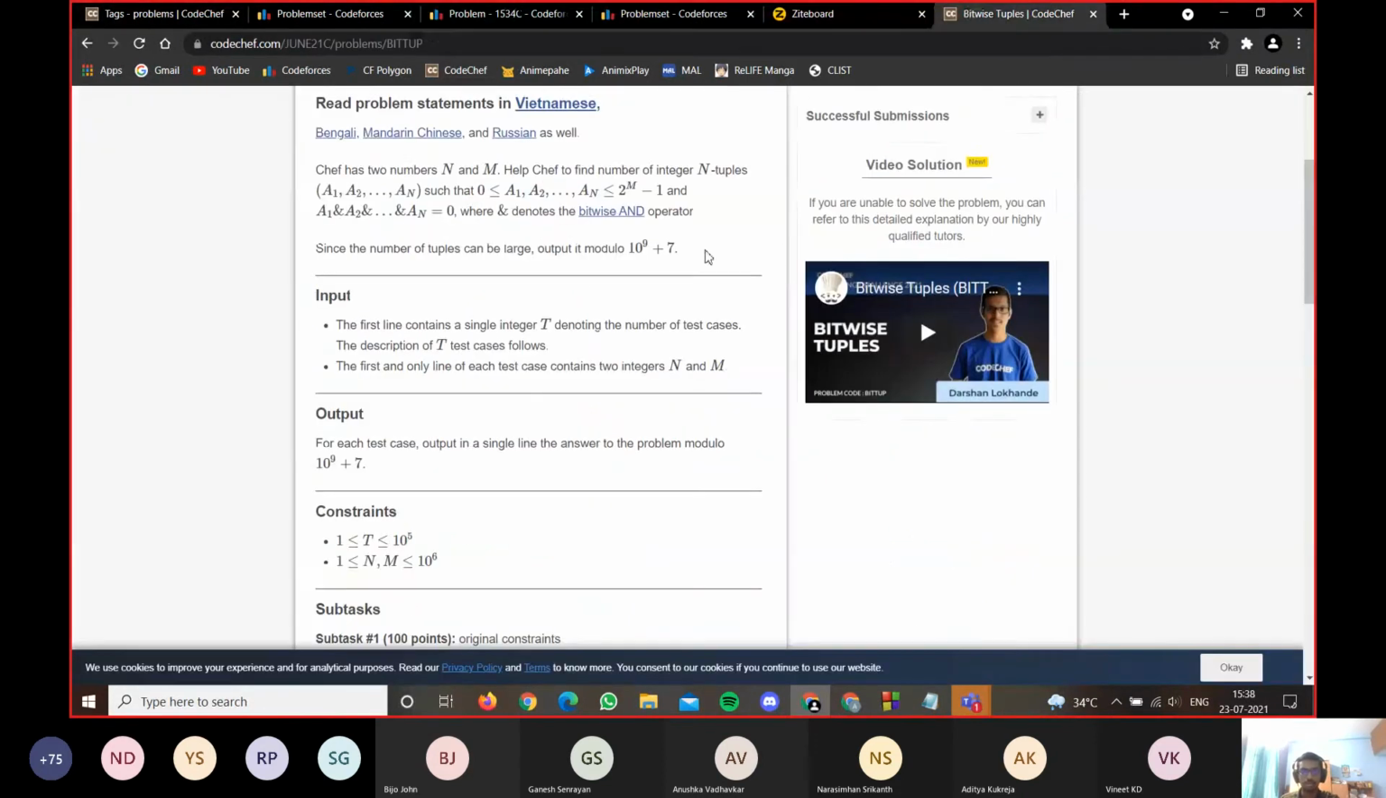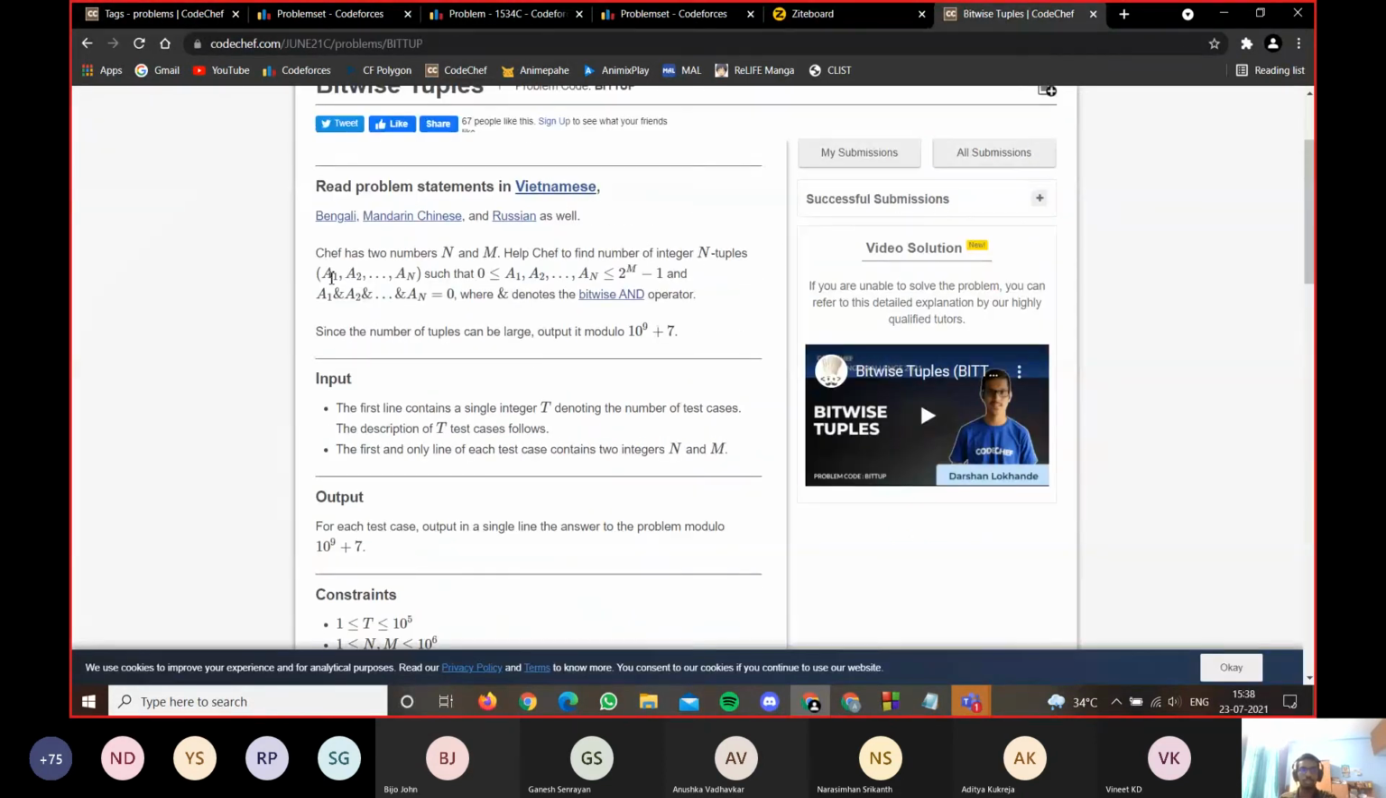Right? So you have to find the number of tuples that you can form like this, such that all of them have exactly m bits, and the bitwise AND is 0. If the bitwise AND is 0, what does that mean?